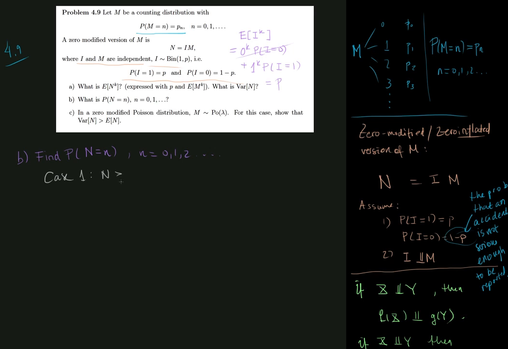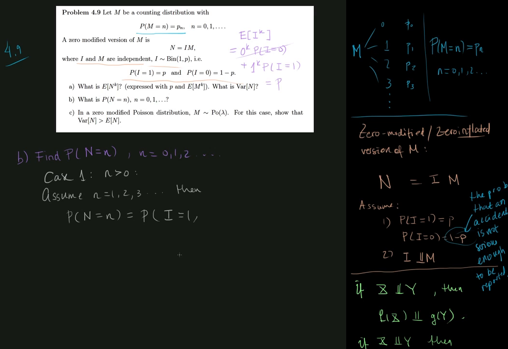N greater than 0. So assume that n is equal to 1 or 2 or 3 and so on. Then what is the probability that our stochastic variable N takes that value? Well, first of all, N is only equal to a strictly positive value if I is equal to 1.